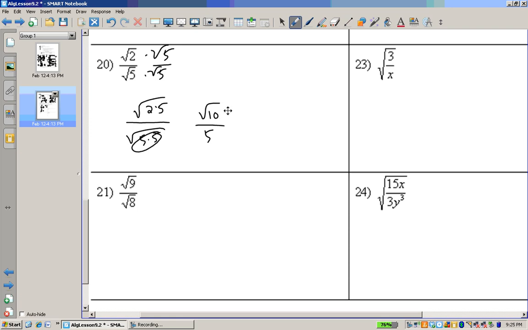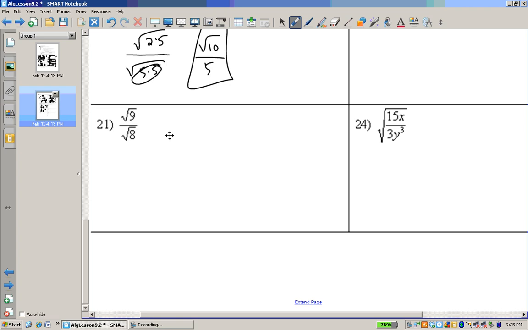Now again, it's very tempting. You see this square root of 10 is 2 times 5. It's very tempting to want to reduce these 5's. Don't do it. This is the square root of 5. This is 5. They're different numbers entirely. So we're done.